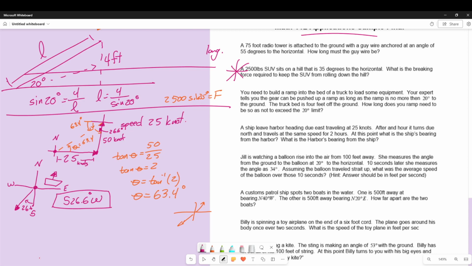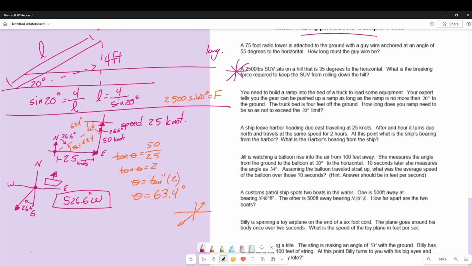Remember, all our bearings will start with either north or south, and then tell us how far to turn, either east or west. Now, if we were down at this harbor and trying to head towards the boat, we would face north and turn that same 26.6 degrees, but this time towards the east to get up to the boat.